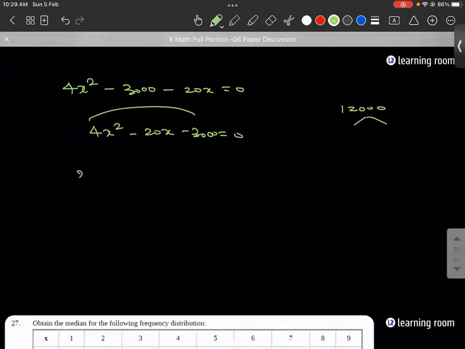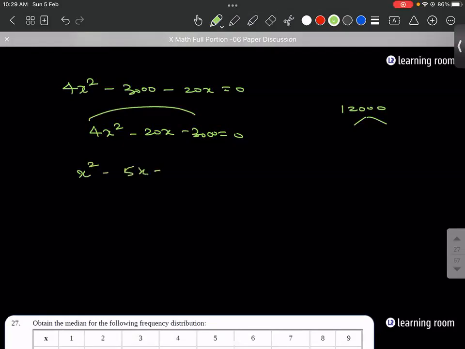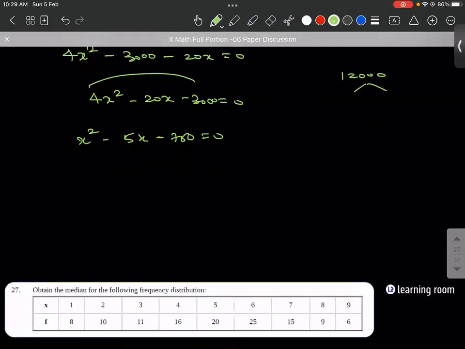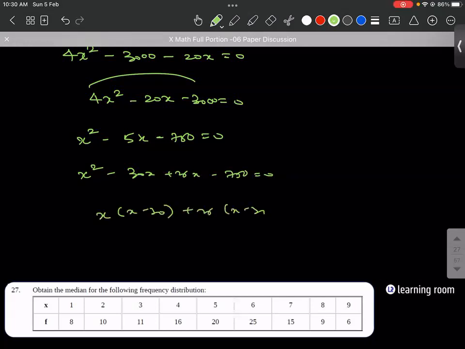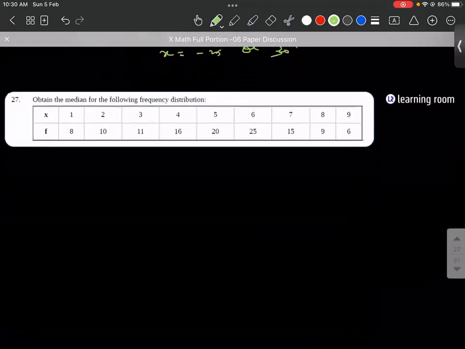So can we cancel with 4 itself? X square minus 5X minus 750 is equal to 0. Then we can take 750, what are the factors? 30 and 25. X square minus 30X plus 25X minus 750 is equal to 0. So X into X minus 30 plus 25 into X minus 30 is equal to 0. So X is equal to minus 25 or 30. 30 is the answer, no? Yes. So each book costs 30 rupees.